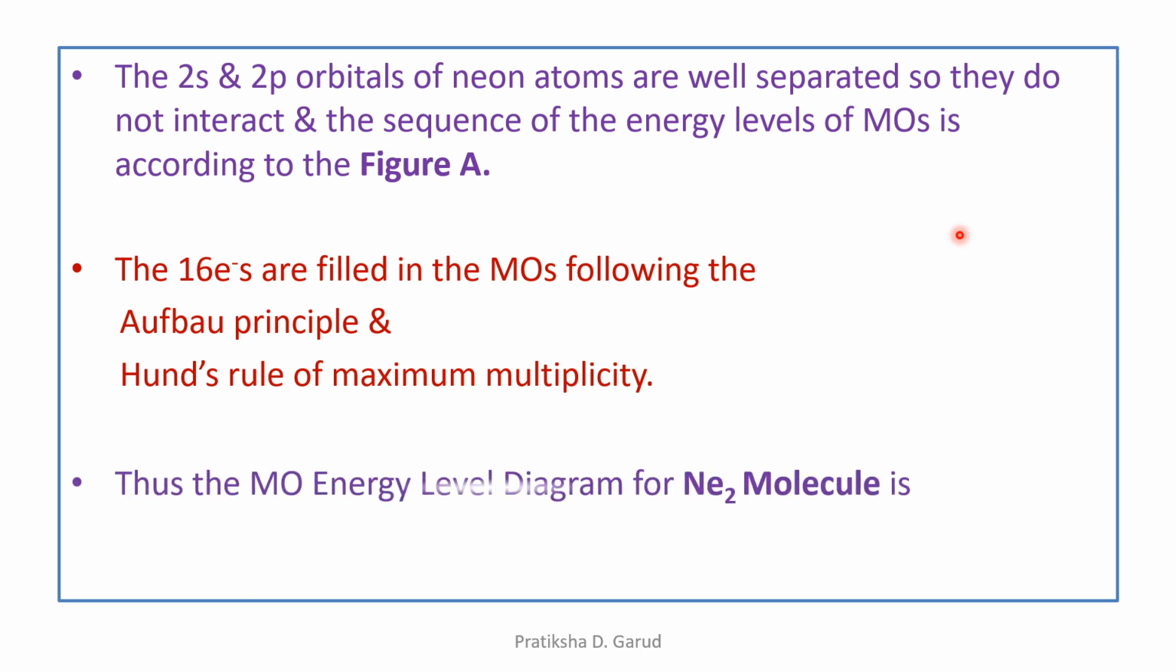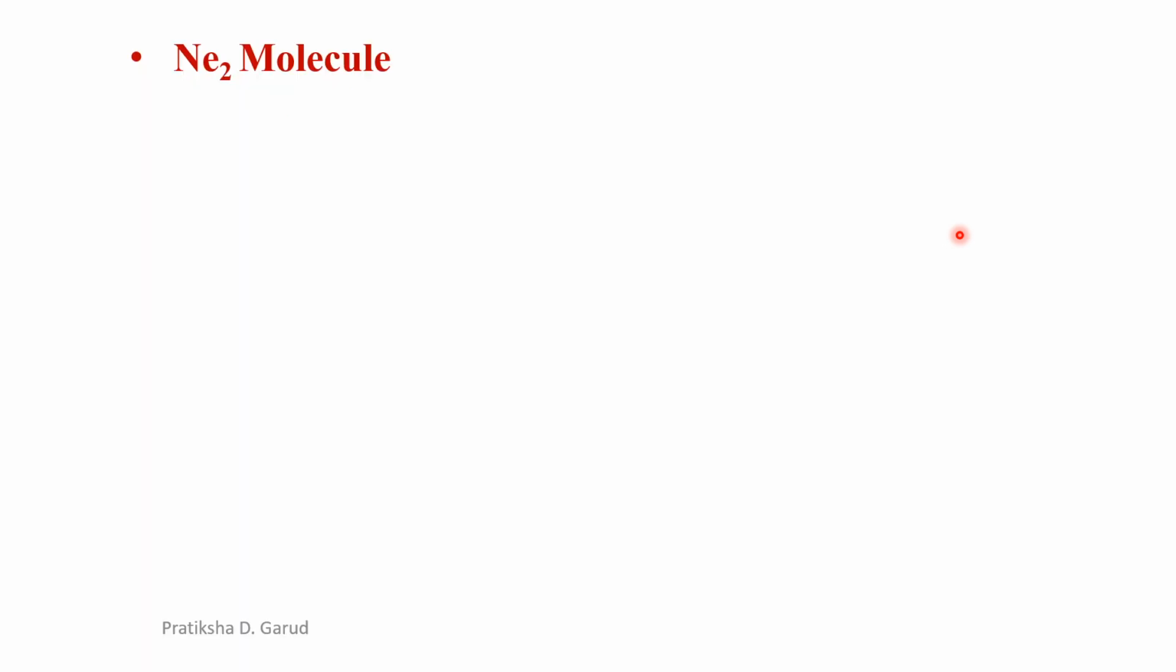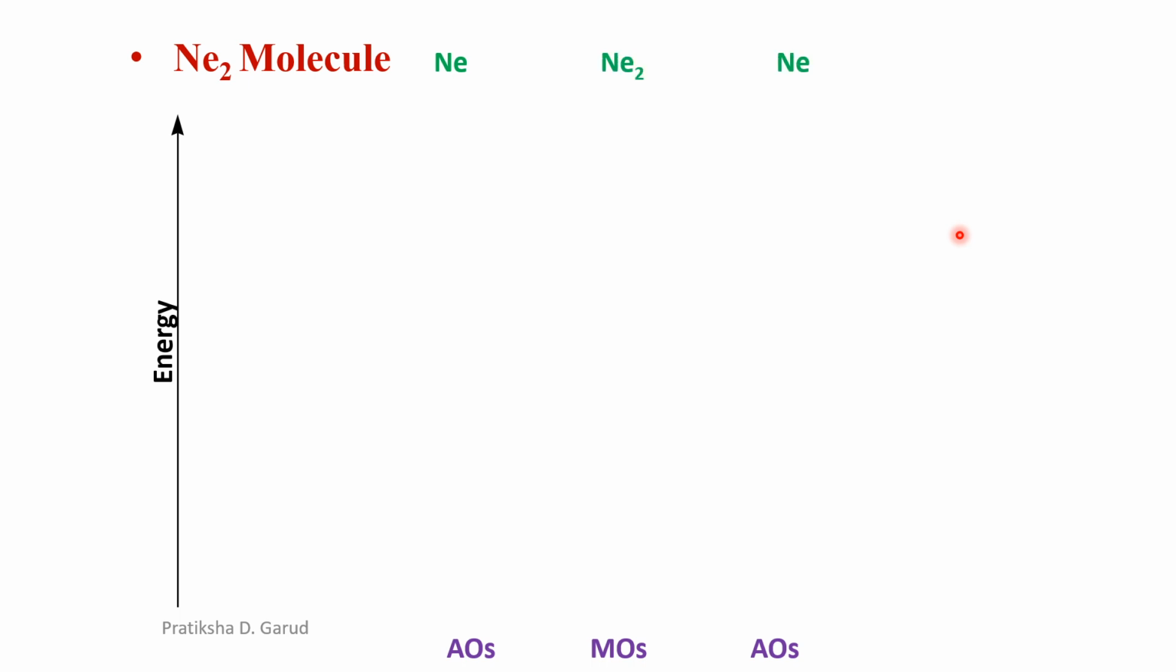So let's see the MO energy level diagram for the neon molecule. The diagram is drawn across the energy axis, with increasing energy. On one side is the atomic orbital, on the other side also the atomic orbital, and at the center the molecular orbitals. The first atomic orbital is for the first neon, the second atomic orbital is for the second neon, and the molecular orbitals are for the neon molecule.